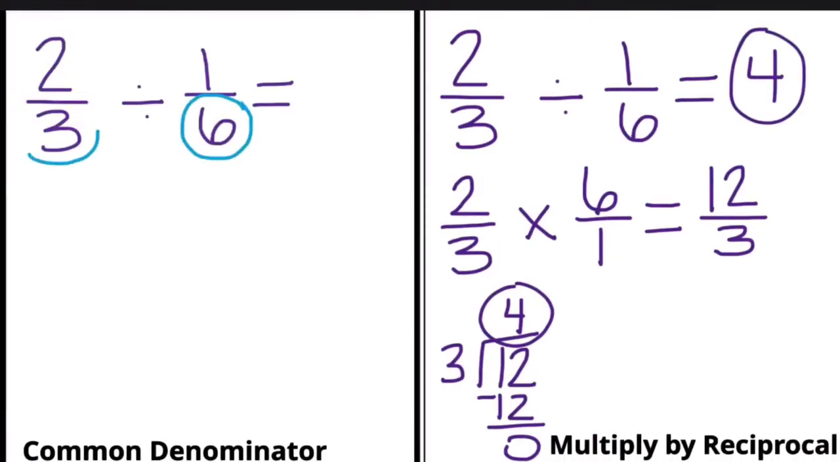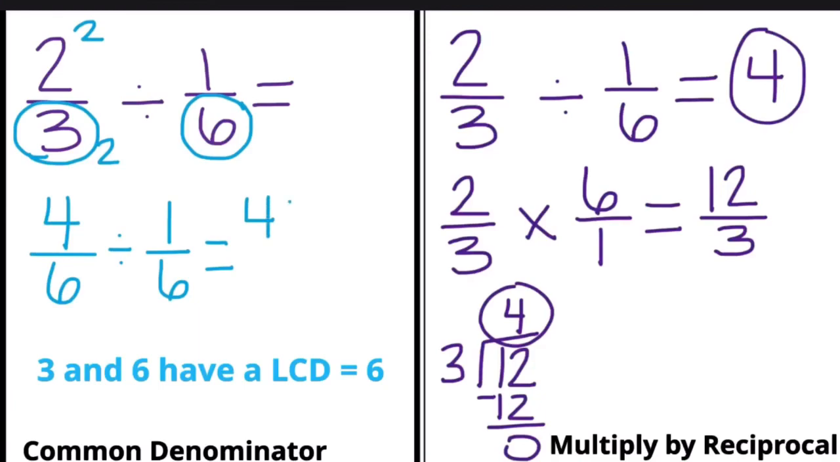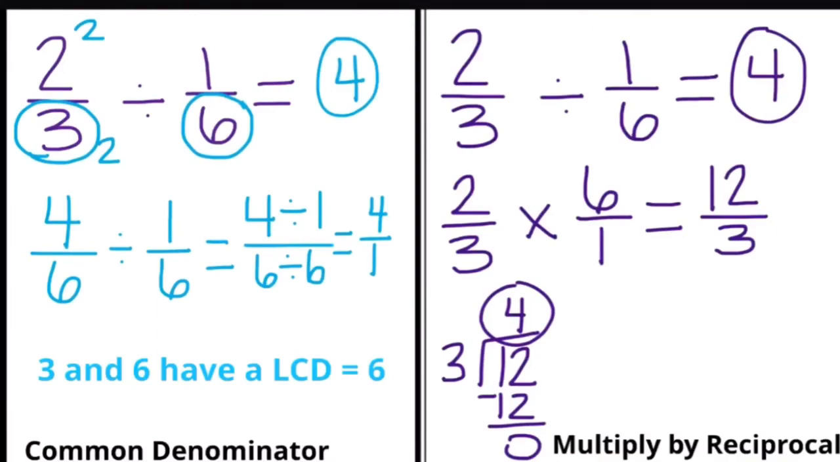For the common denominator, we look at 3 and 6. You should know that the least common denominator of 3 and 6 is 6. So in order for me to create an equivalent fraction, I have to multiply the numerator and the denominator by 2. This gives me 4/6. Then I divide that by 1/6. Looking at just the numerators, we have 4 divided by 1. The denominators show 6 divided by 6. This math gives us 4 over 1. And we know that any fraction with 1 as the denominator is a whole number. So both methods give us an answer of 4. You choose the one that's easiest for you.